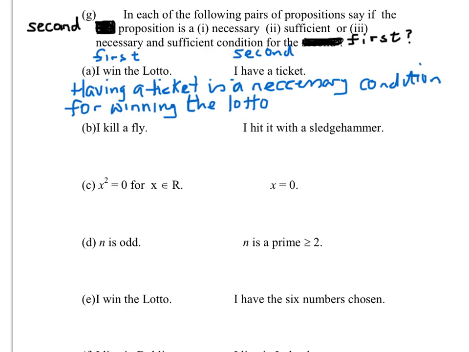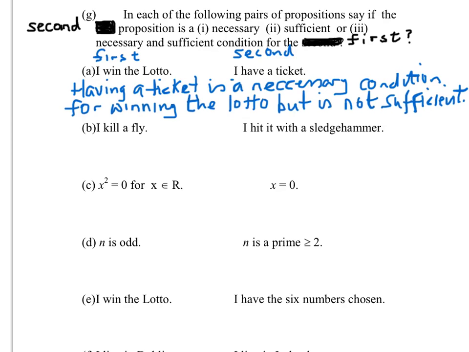Now for part 2, sufficient. I ask myself the question, is having a ticket sufficient to winning the lottery? And of course the answer to that is no. I would need my numbers obviously to come up. So I write down, having a ticket is a necessary condition for winning the lotto, but is not sufficient. And that's the question answered.